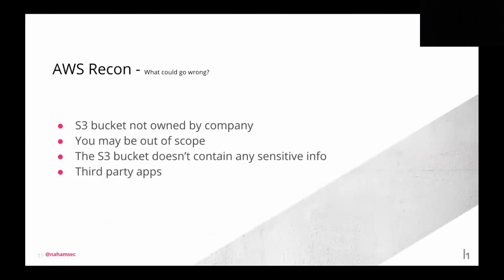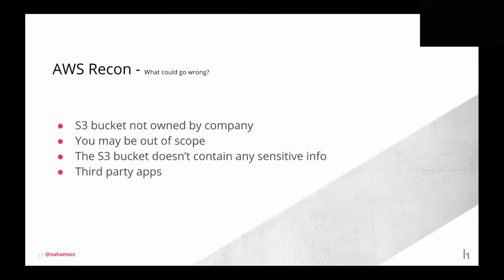So what could go wrong when you're doing the AWS recon? Sometimes you find S3 bucket names that sound like they're owned by a company, but they're actually not. You may actually end up going out of scope, depending on what the company rules are. So you may find a domain that you have read and write access on, but at the same time, that domain was taken out of scope.